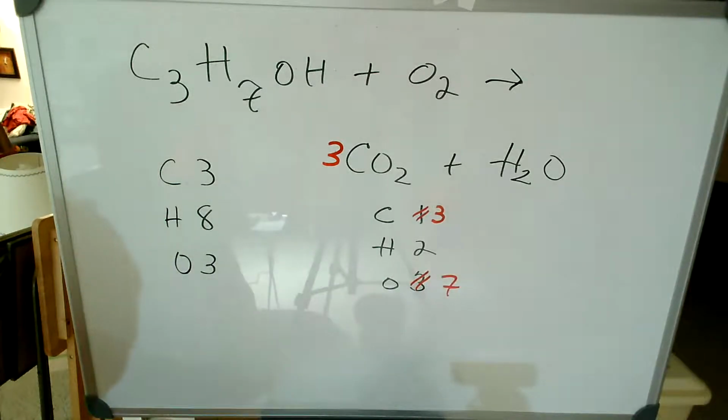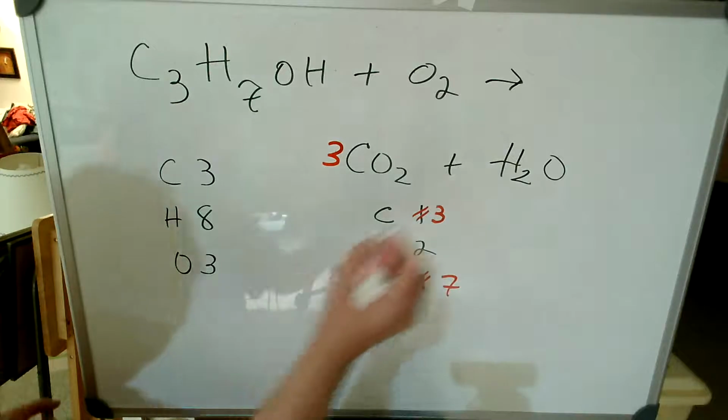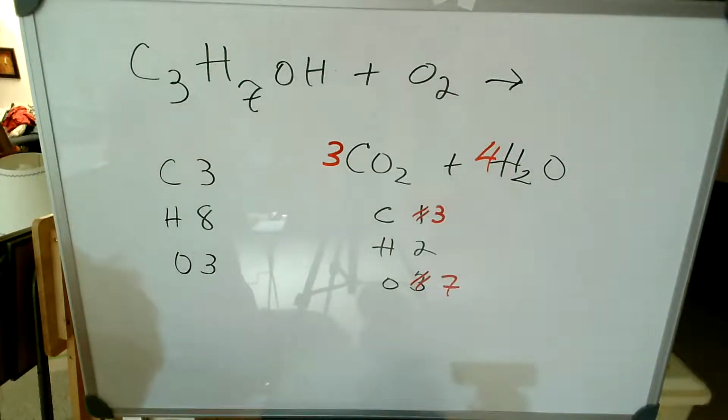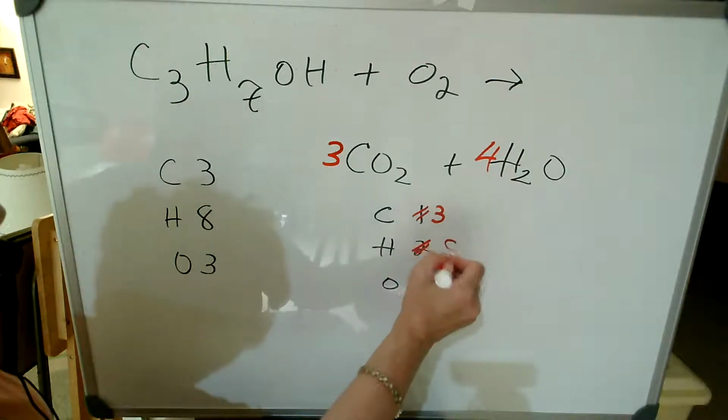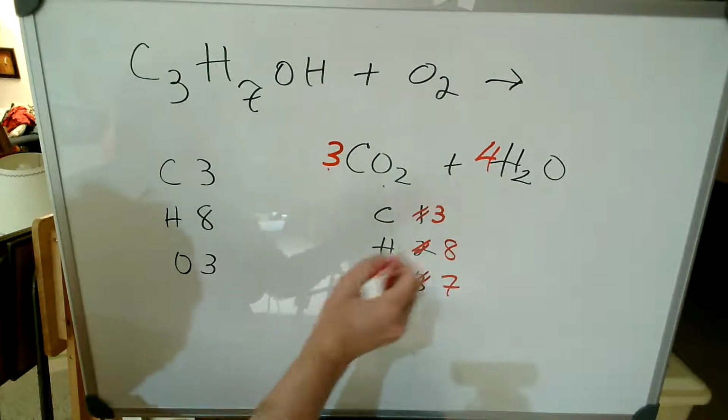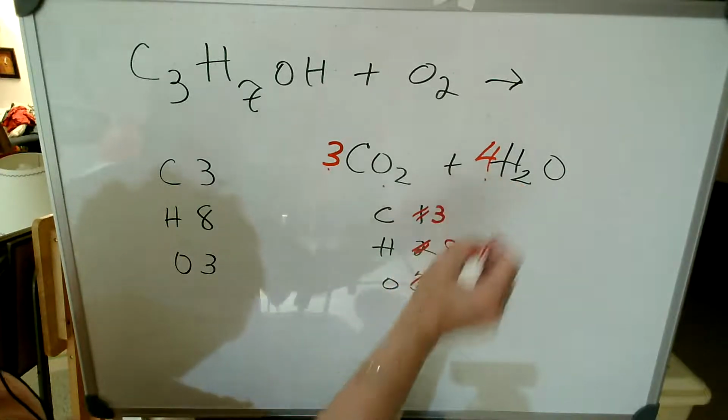Okay, hydrogen. We have 8 and 2. We're going to make this 8 as well. So we're going to multiply by a factor of 4. The hydrogen is now 8. And the oxygen is now 3 times 2 is 6, plus 4 is 10.